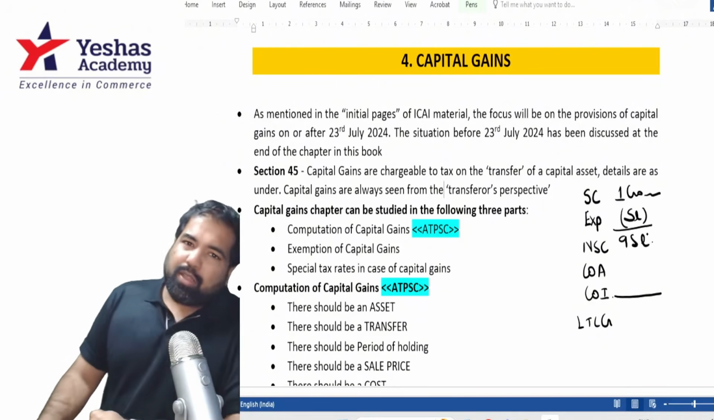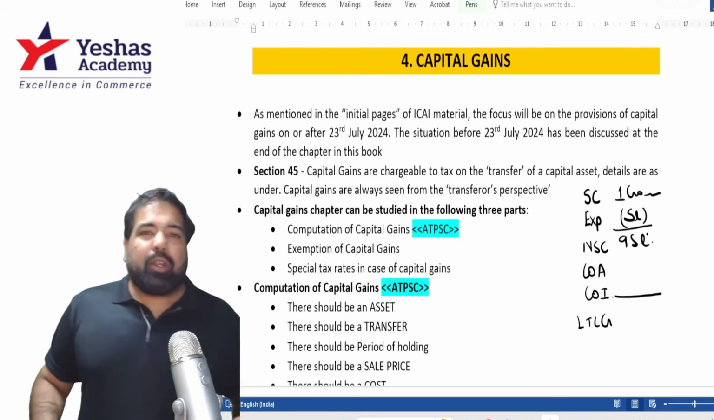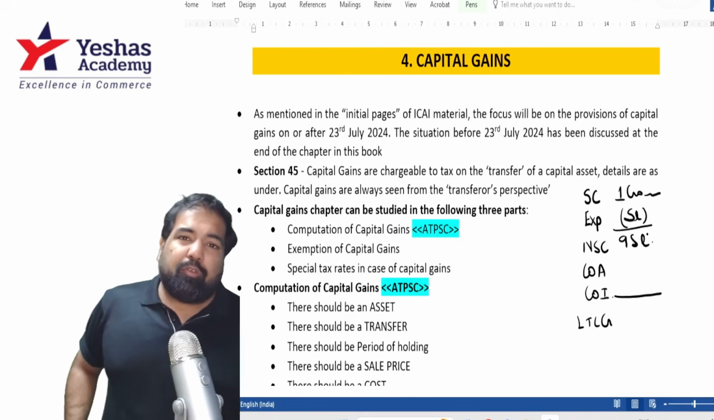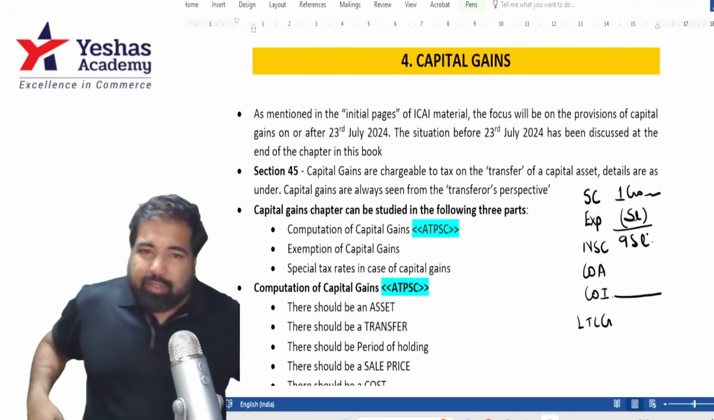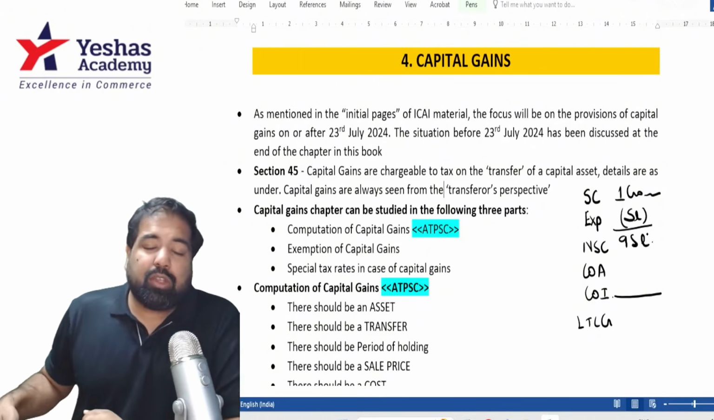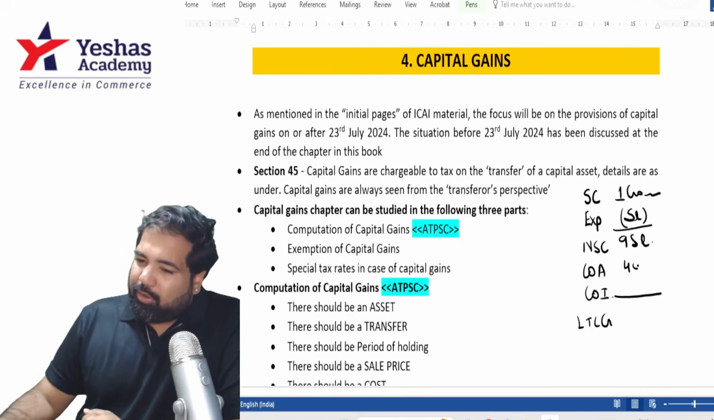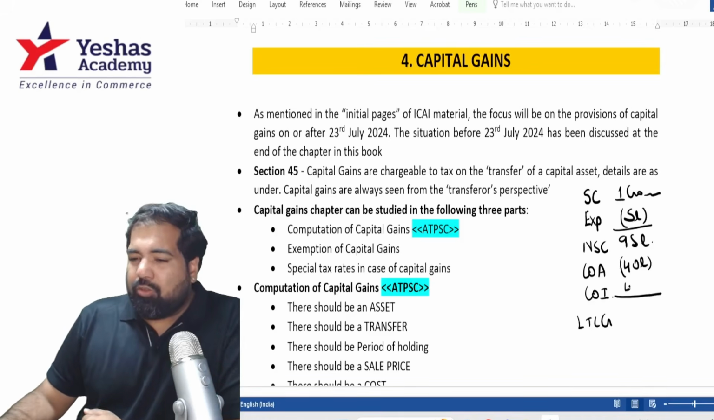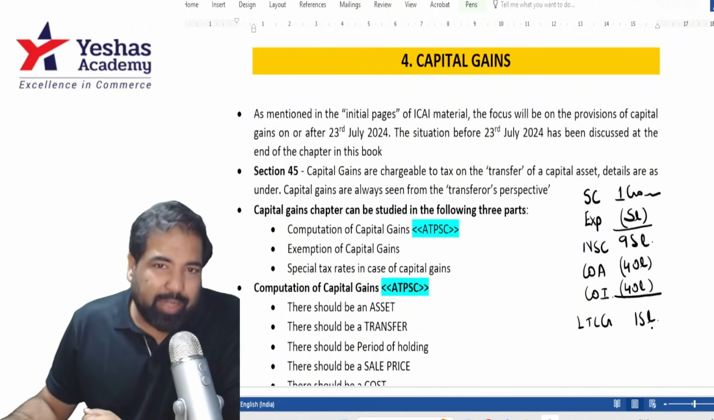Then you will look at the cost. Now cost is very, very different. For bonus shares, cost is 0. If you bought a share or some asset before 1/4/2001, then the cost is different. The cost of rights is different. The cost of intangible is different. The cost of something that is gifted to you is different. So you'll find out the cost, and let's say the cost of acquisition is 40 lakh rupees and the cost of improvement is also 40 lakh rupees. So then your long-term capital gain will be 15 lakh rupees.